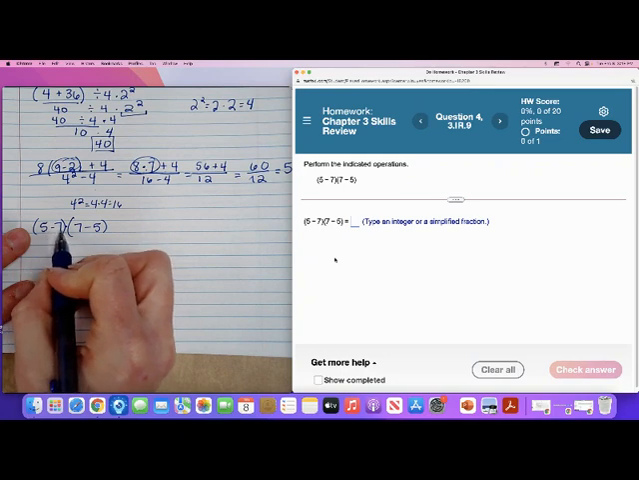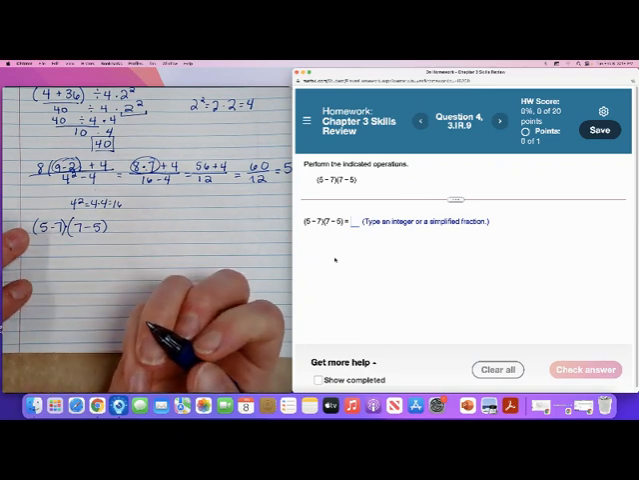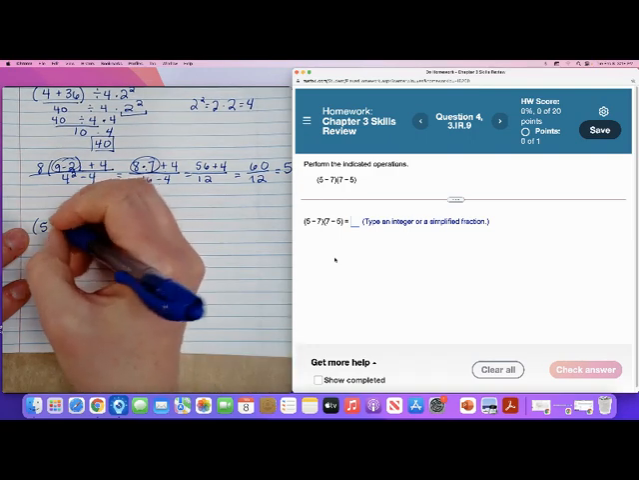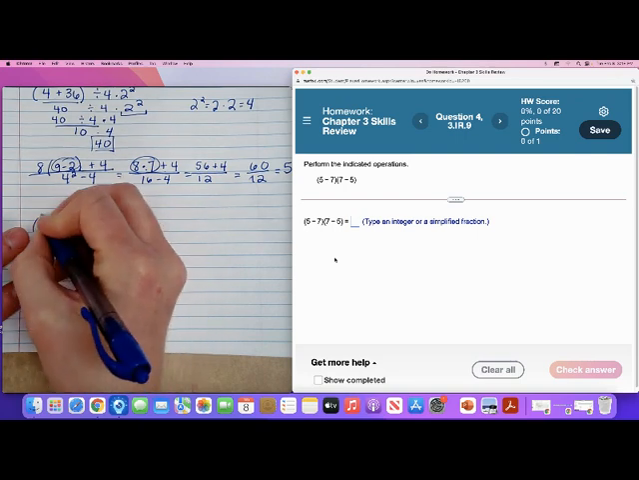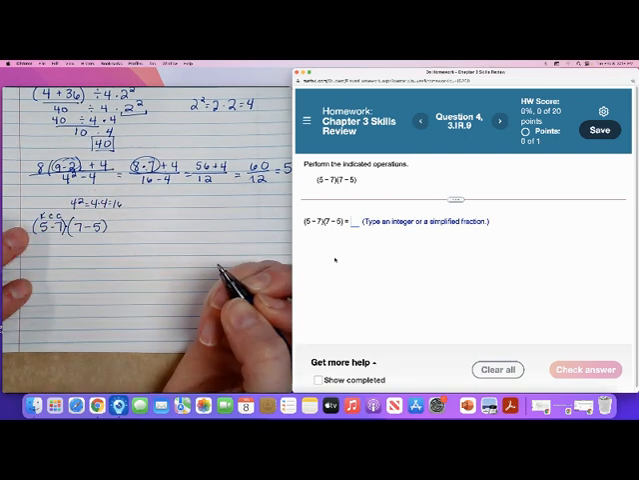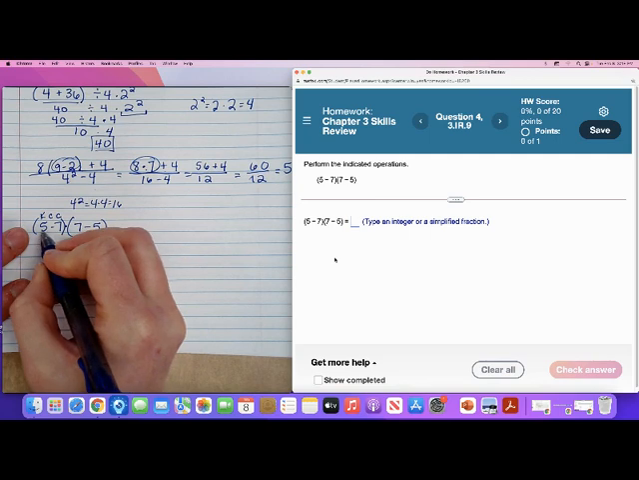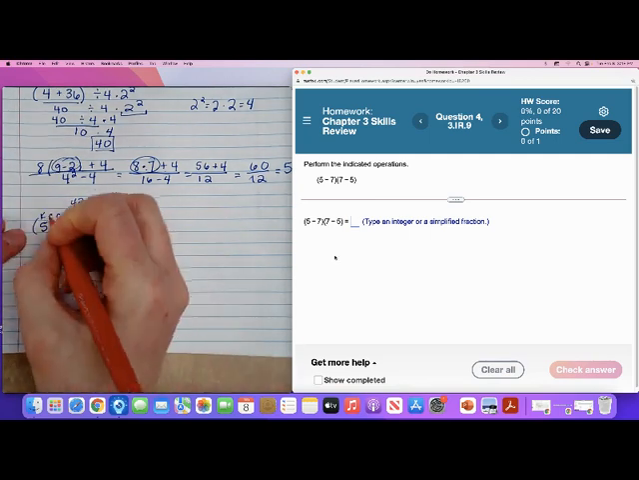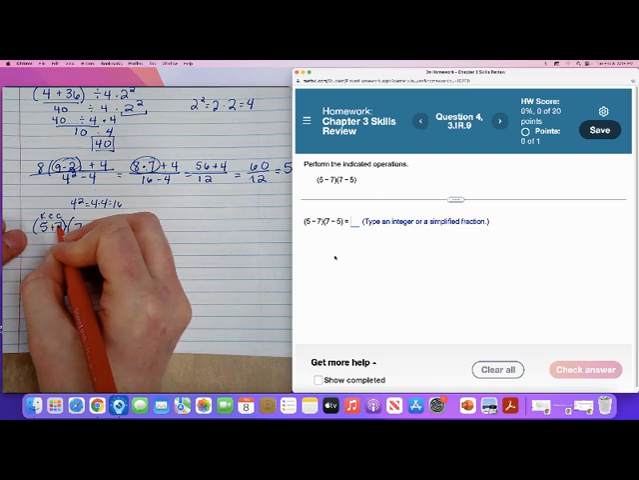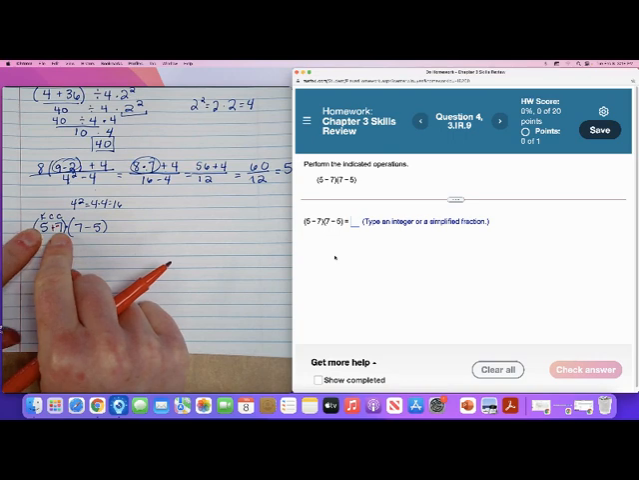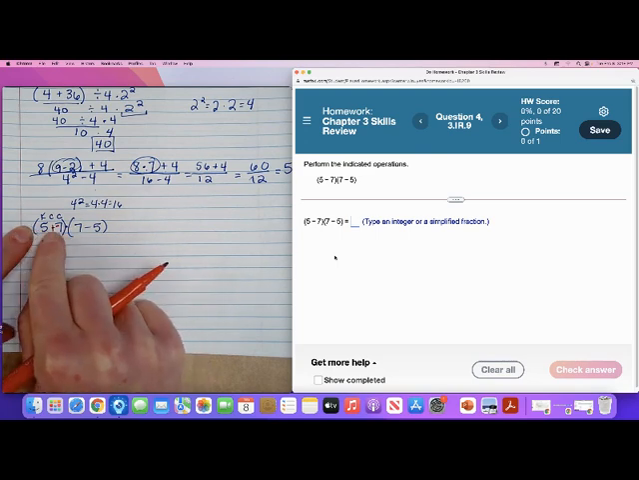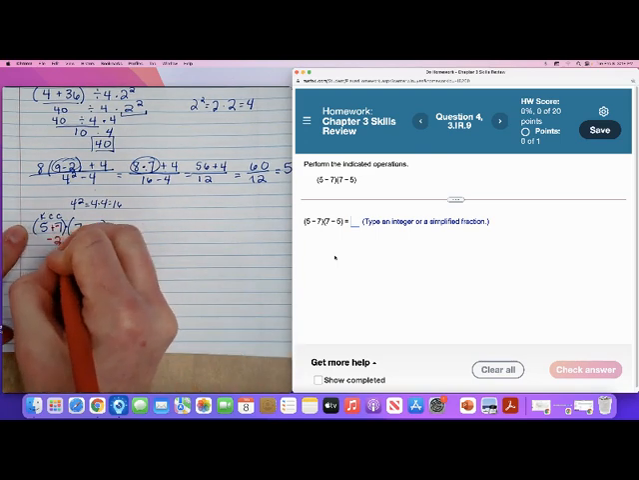5 minus 7. Whenever I teach my younger students, when they're first learning integers, because that's what this is, I do keep, change, change. What that means is I'm going to keep the first one. I'm going to do a different color. Change minus to addition, and change 7 to negative 7. And then you see you're adding numbers that are of different signs, so you subtract them and keep the sign of the larger. So 5 plus a negative 7 gives us a negative 2.